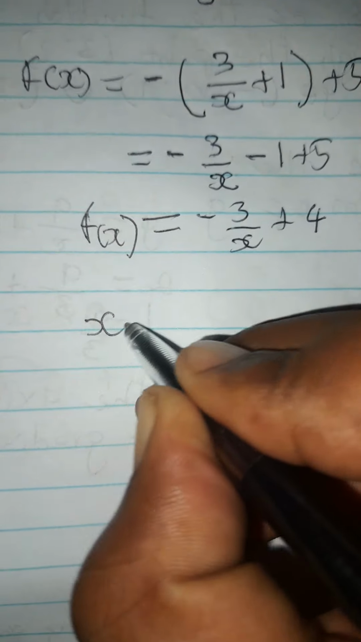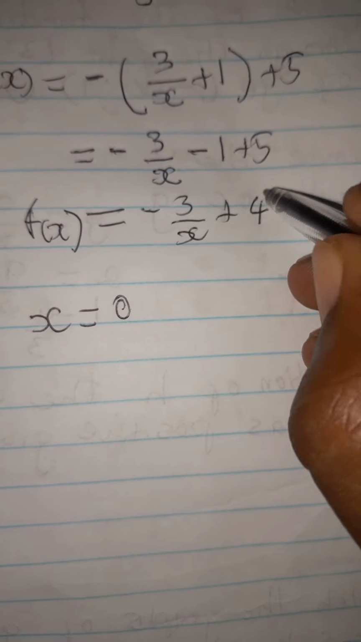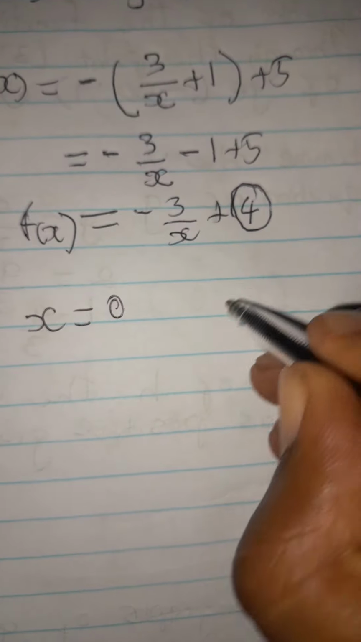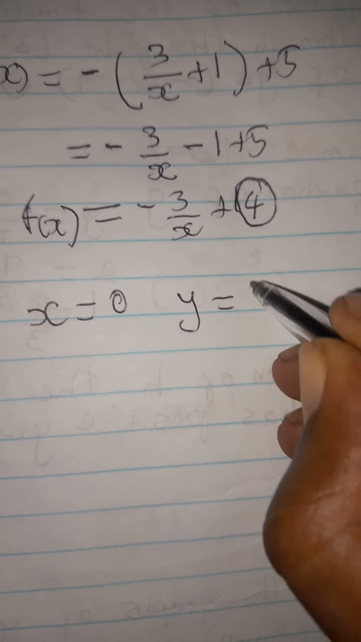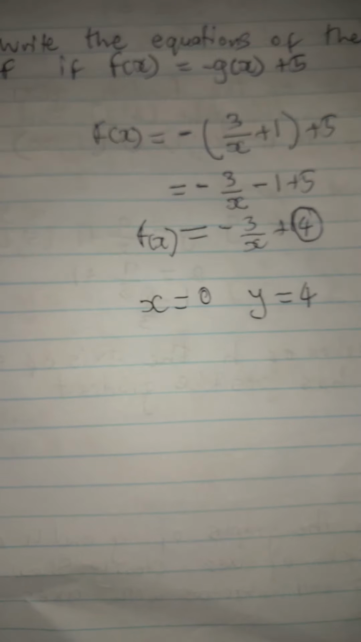Remember that the vertical asymptote will be x equals 0. In grade 10, it's always 0. So what about the horizontal? It's going to be y is equal to 4. So that's how we can answer a question that involves a hyperbola if you're given it in this manner.